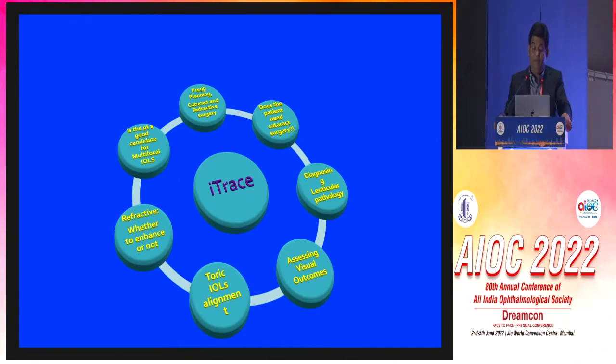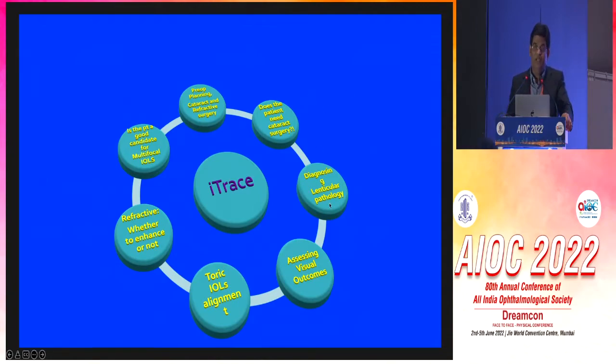Now, what all can the eye trace do for us? One, it can help us in the preoperative planning of the patient, okay, both for cataract and refractive surgery. And most important question, does the patient need cataract surgery? Patient comes to you, he has a 6/9 vision or 6/6 vision. Does he need cataract surgery? This can help you decide that.